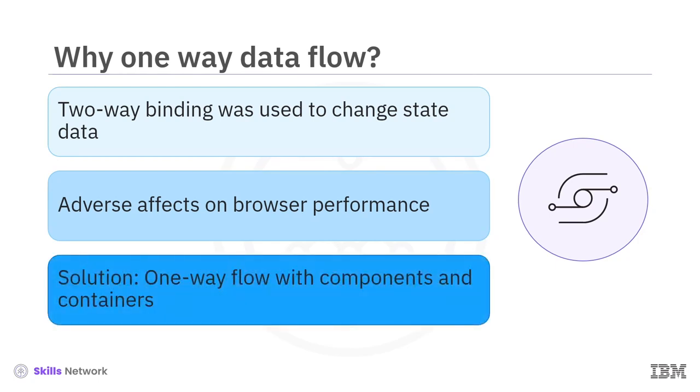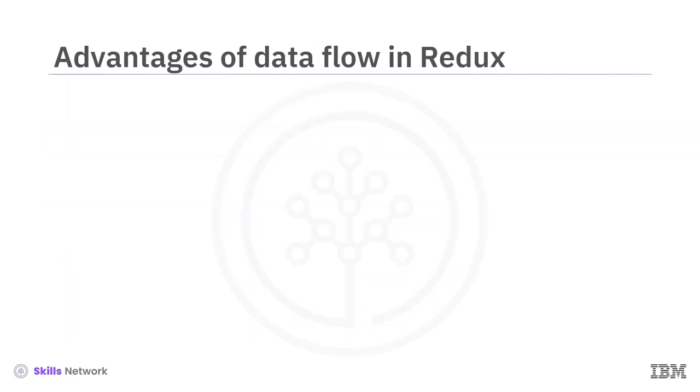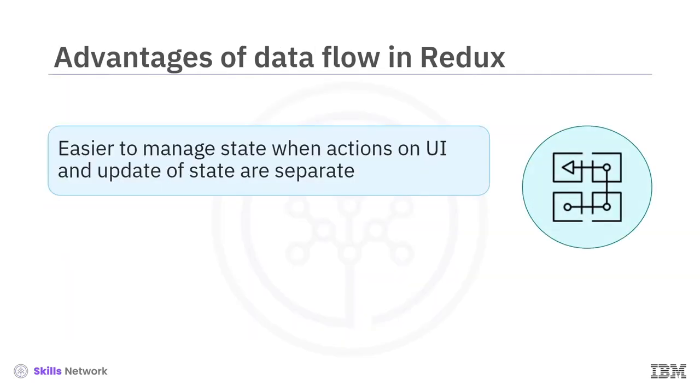In the one-way data flow paradigm, building presentational components and wrapping them in containers or store, as in Redux applications, solves the problem. Now, the advantage of one-way data flow in Redux is that building large front-end heavy web applications becomes much more manageable. It is easier to manage the state when actions performed on the UI are separated from the changing and updating of the state that happens due to the action.